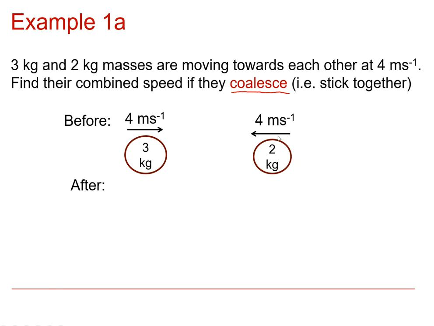So before the collision then, what have we got in terms of momentum? Well, we have 4 times 3, and we have, from this one, minus 4 times 2. So that's the momentum of this object plus the momentum of that object. And so that total momentum is 12 minus 8, which is 4 Newton seconds.